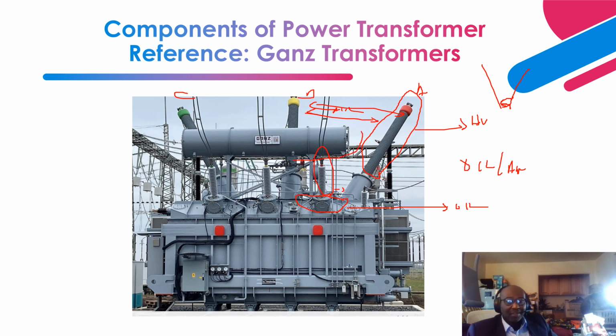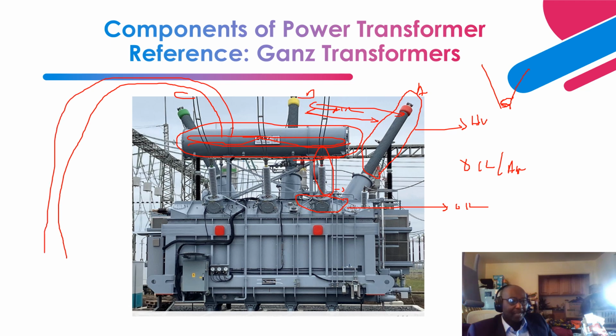So this one is the conservator tank I made mention of. This is how the conservator tank looks. Like I told you, inside here you have oil. On top of the oil is a bladder that is connected to the outside world, to the air breather, which has silica gel. And in the silica gel, you have oil.